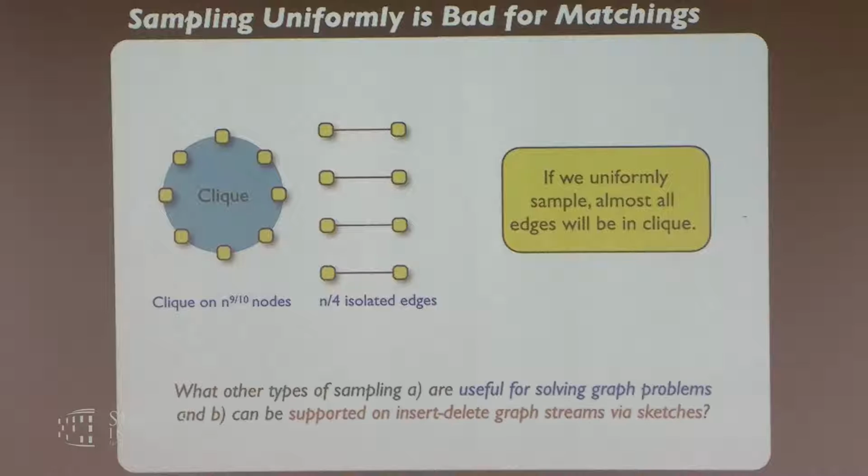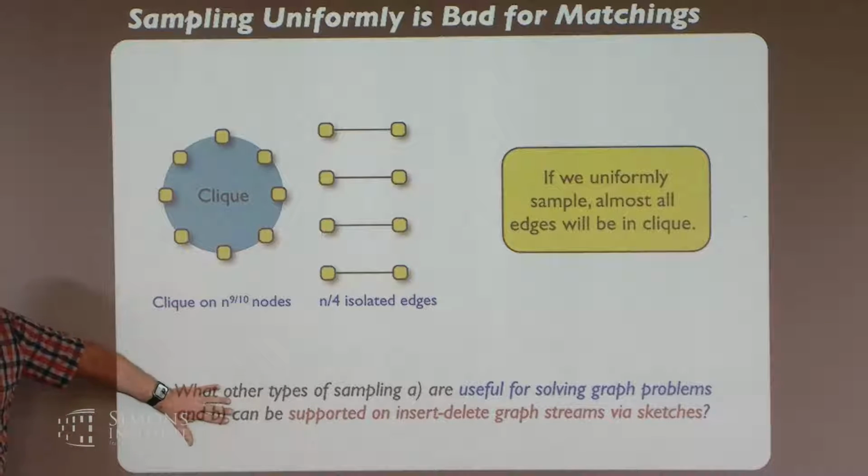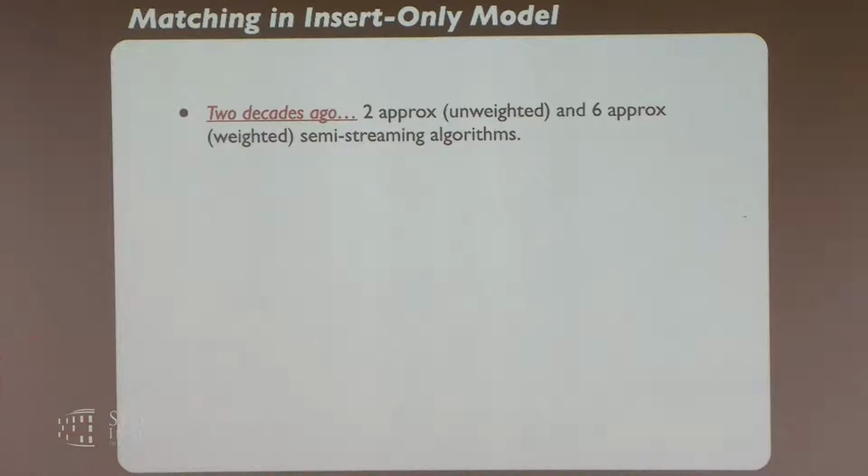So we need different forms of sampling that are A, useful for graph problems, and also B, that we can actually hope to implement in graph streams. Okay. But let's wait on sampling for a second and go back 20 years. So 20 years ago, with that paper with Sampath, what did we know how to do at that point? Well, we had one very simple observation.